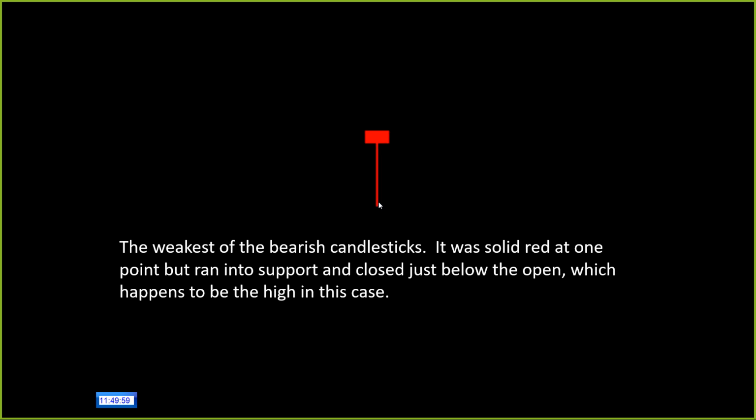Okay, likewise, this is the weakest of the bearish candlesticks. This was solid red at one point, but ran into support and it closed near the highs. That means the momentum going into the close of this candle was bullish. That's what that means. So that's why this is the weakest of the bearish candles.